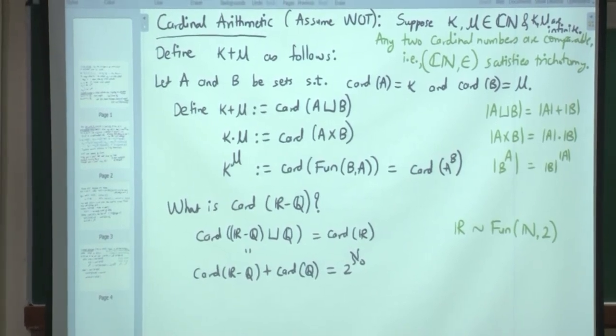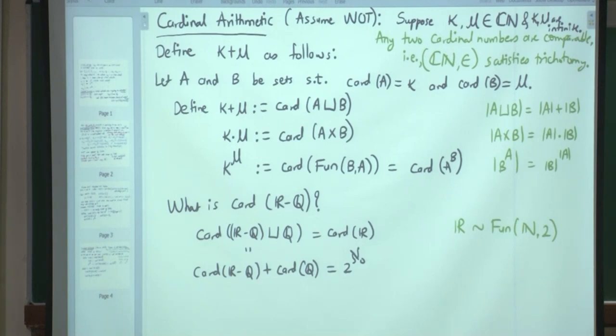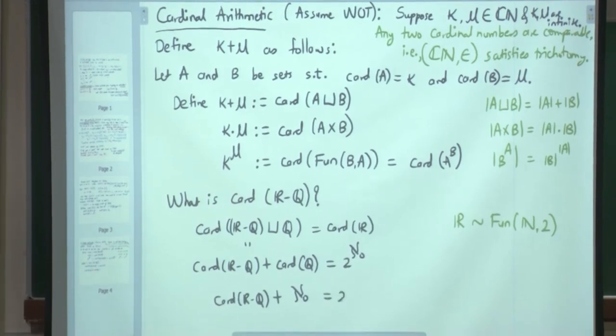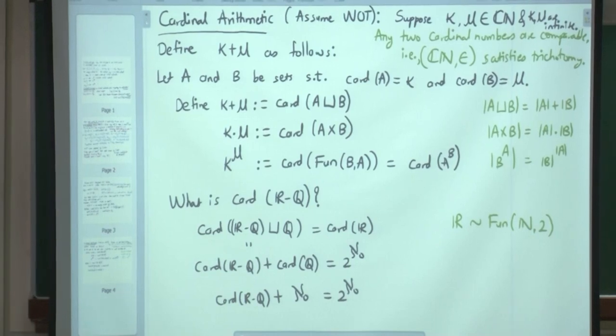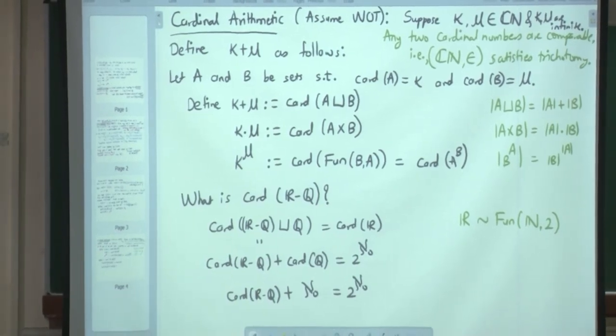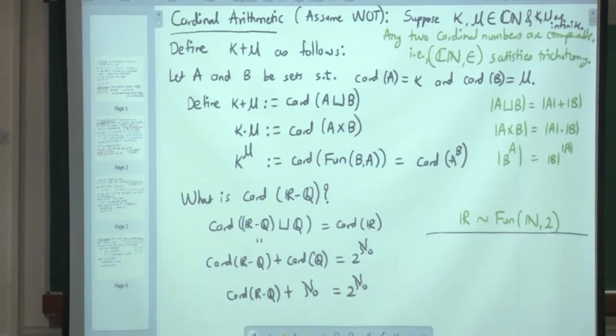Okay, so this is aleph naught. So the cardinality of R minus Q plus this is equal to 2 to the aleph naught. Now, in order to simplify this further, we will need some observations, and let's write them over here.